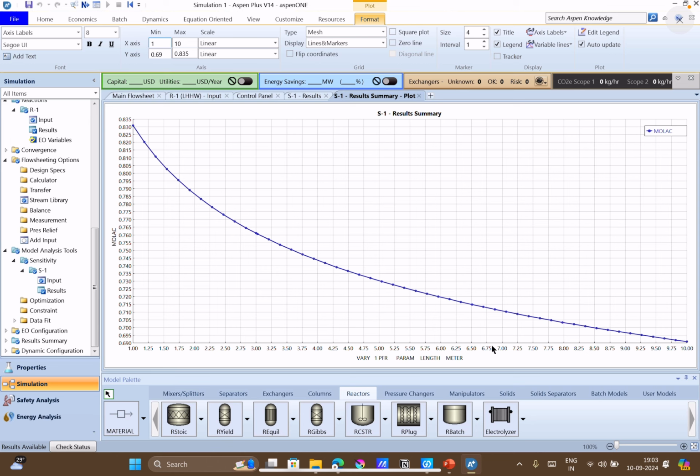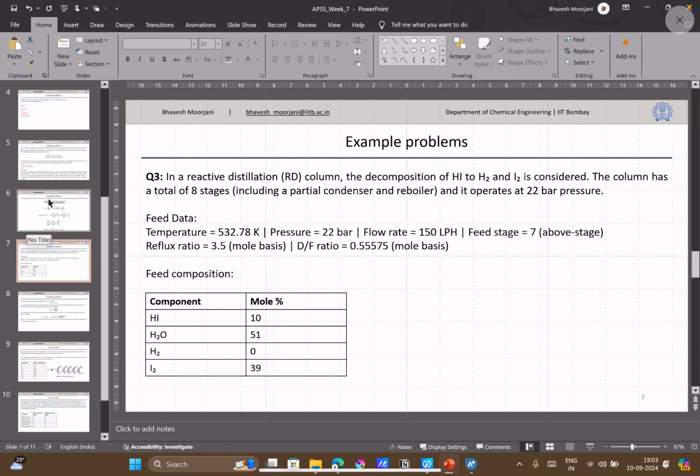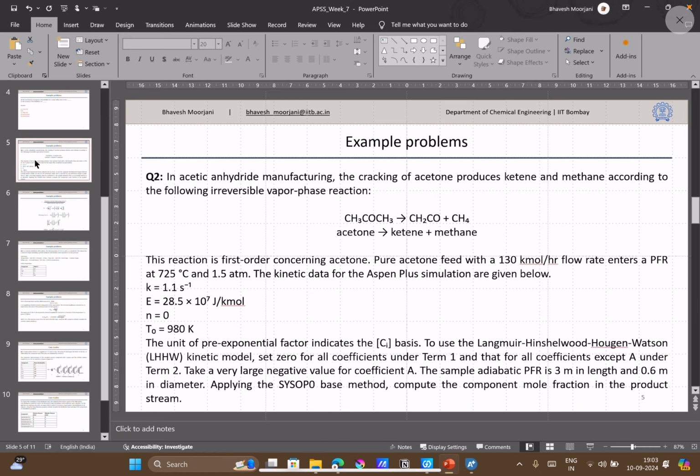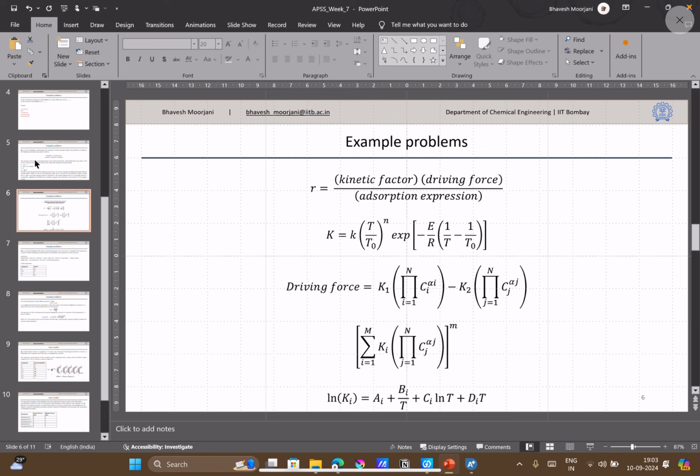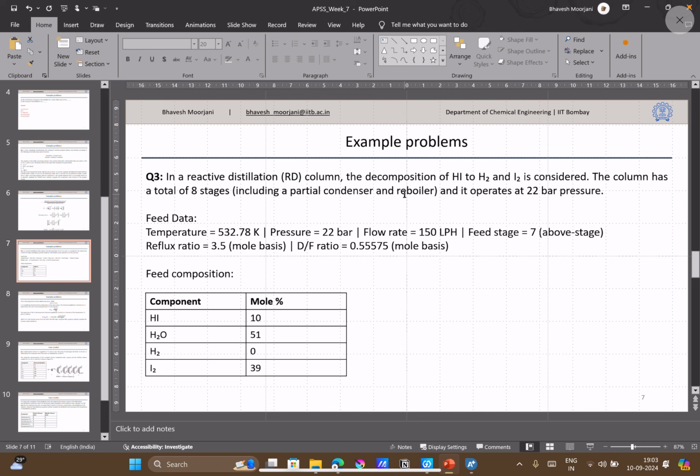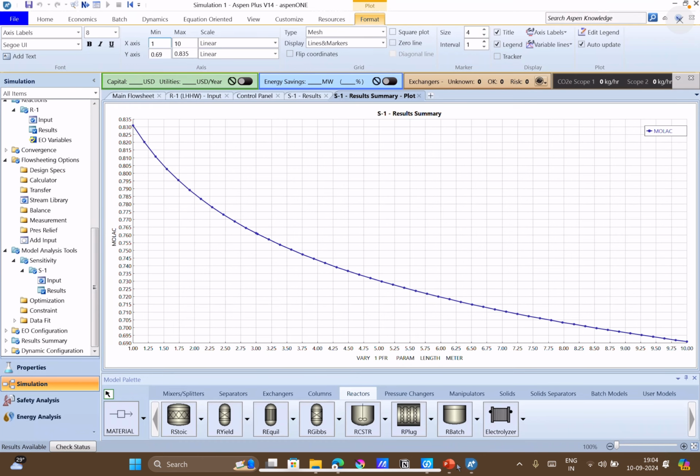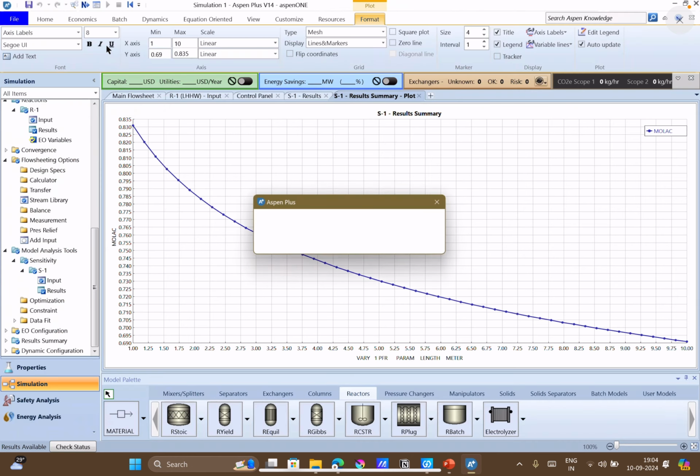Now here we have only varied the length. Similarly we can vary the diameter also and decide the optimum ratio of length to diameter for PFR for our desired conversion of acetone to ketene and methane. Okay. So that was the one part for the reaction in the PFR column. Now we will move forward with the reactive distillation example. For that, let me start a new simulation.